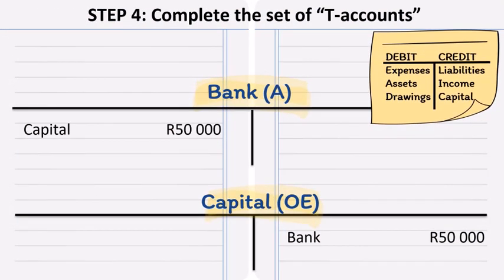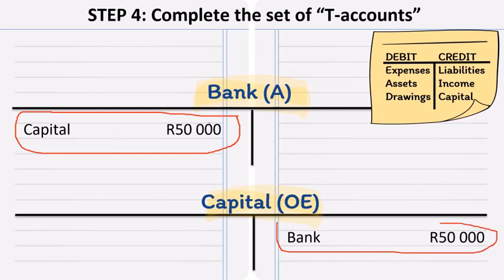Now, when you complete the set of T accounts, it looks like this. So you've got your two T accounts. You've got the bank account and the capital account. And we said that bank is debited. So on the left-hand side, remember debit is the left-hand side, of bank you write something, and capital was credited. So on the right-hand side of capital, you write something. Okay. What you write is the name of the other account and the amount.